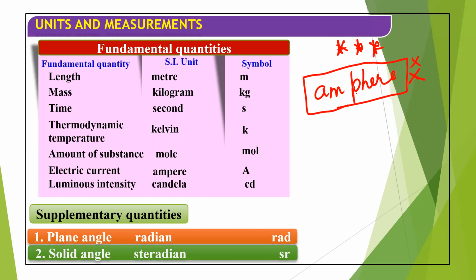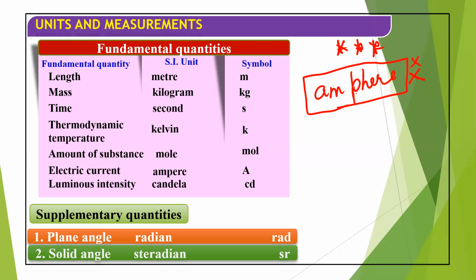So let's have a quick recap. The first one is length, SI unit is meter, symbol is M. Next one is mass, kilogram, kg. Time, second, S. Thermodynamic temperature, Kelvin, K. Amount of substance, mole, MOL. Electric current, ampere, A. Luminous intensity, candela, CD.